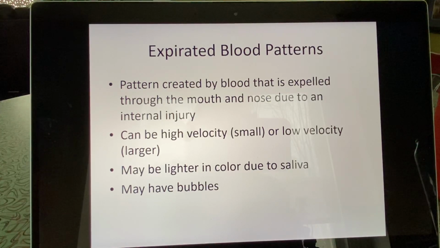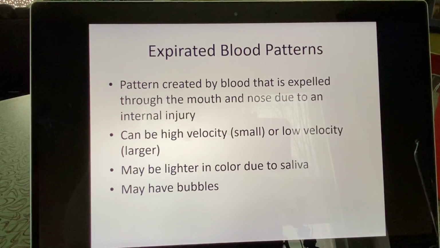And if the person's breathing really rapidly, you can potentially see high velocity expirated blood. Not like a gunshot wound, but the drops are going to be smaller and will travel a little farther because they're breathing so rapidly. Or it can be low velocity, which means that it's more passive and you're going to have larger stains.